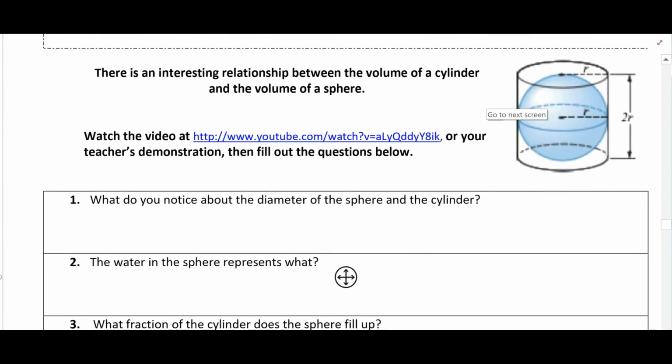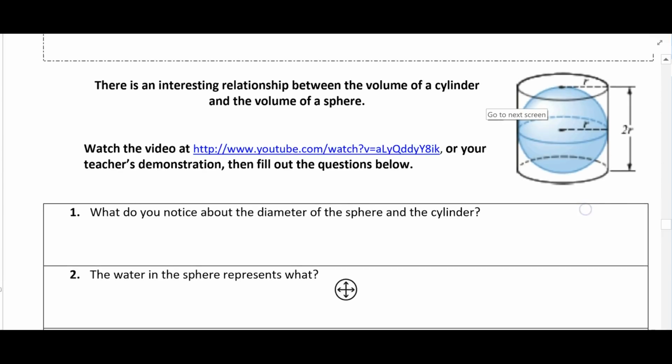Alright, so let's take a look right here. We have a picture of what was going on there. What do you notice about the diameter of the sphere and the cylinder? Well, the diameter of the sphere, if I draw another radius over here, that's going to be r, so that's going to be 2r all the way across. And then it would be the same thing, 2r all the way across for the cylinder, so they are the same.